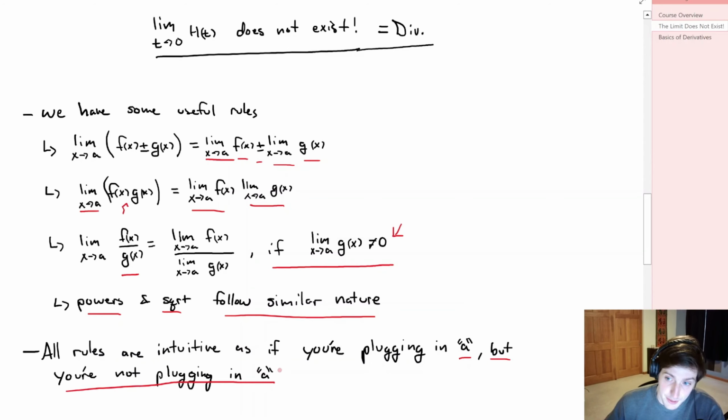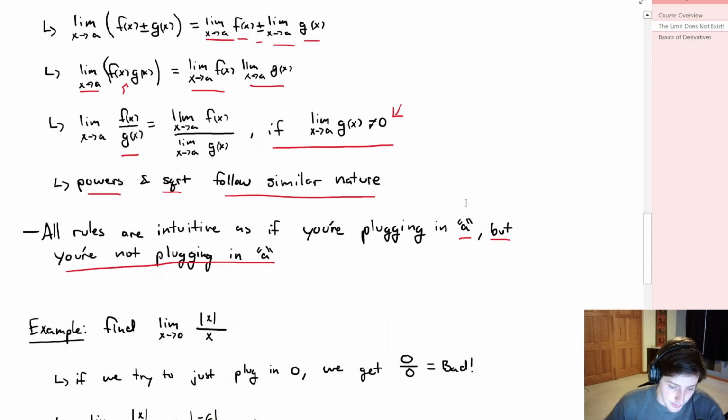We are taking the limit. There is a distinction there. And let's say we want to find the limit as x goes to 0 of the absolute value of x divided by x. Now if we just try to plug in 0, we get this 0 over 0 condition, and that's bad. We always want to try to avoid that.